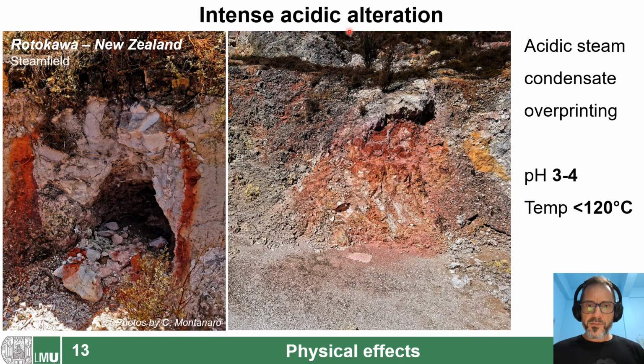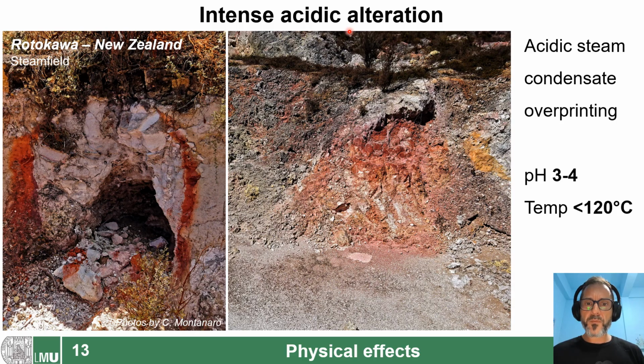Here is another example from Rotokawa. We can see the effect of intense acidic alteration. Such alteration can happen in the vadose zone, the area above the groundwater level, where the low pH steam that contains a lot of H2S, with a temperature around 120 degrees C or below, starts to condense.